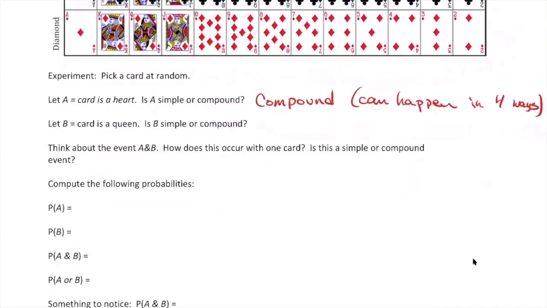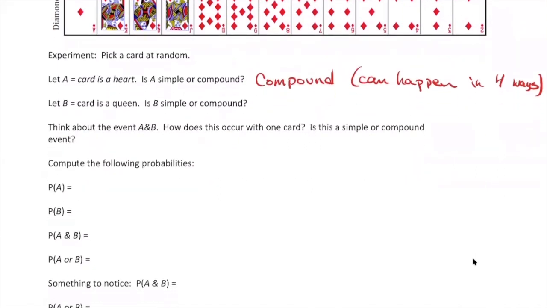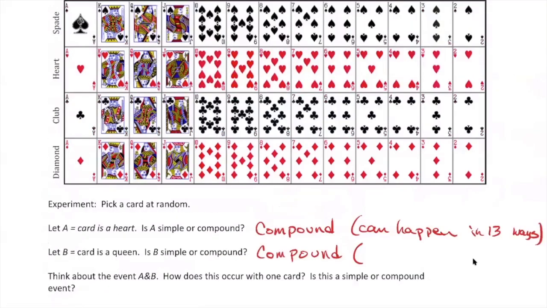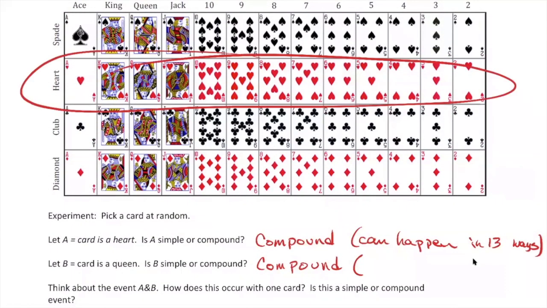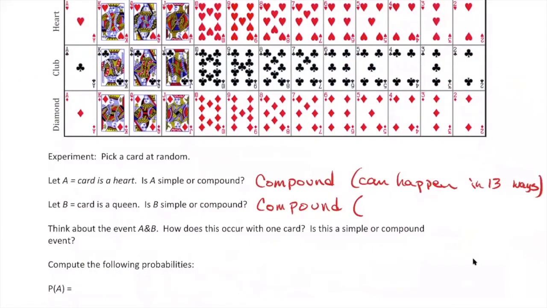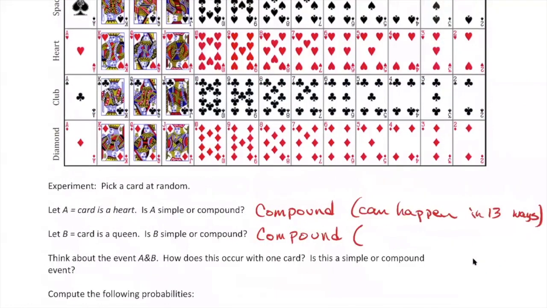Okay, then B, card is a queen. Simple or compound? Again, this is compound. And you guys want to correct me on the mistake I made above? How many ways can you get a heart? 13. I'm sorry, you guys. 13 ways to get a heart. Yes, that's these guys up there, 13 of them. But to get a queen, also compound, there's 4 ways to do that.